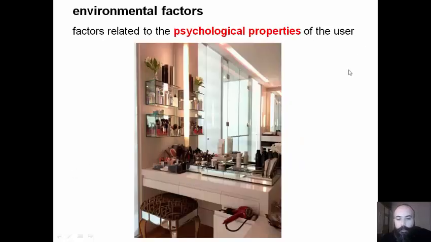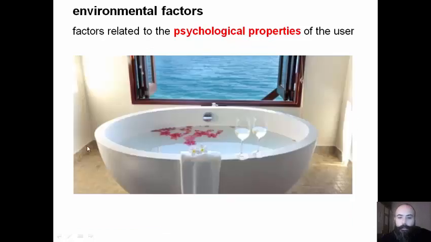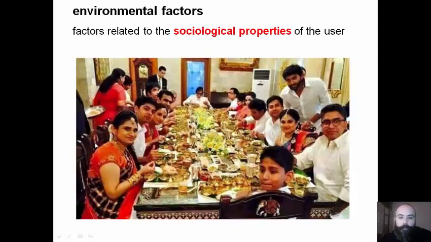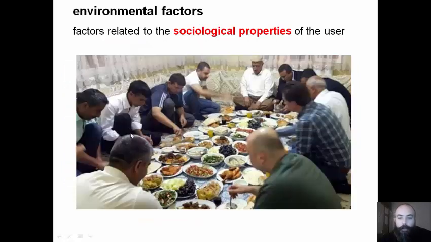Psychological properties are the user's behaviors, like if the user uses makeup or reads a lot of books or takes long baths, an architect must know about them so they can create proper spaces, proper living spaces for them. Sociological properties are the properties related to relationships of the user with other people, including religion or traditional habits.